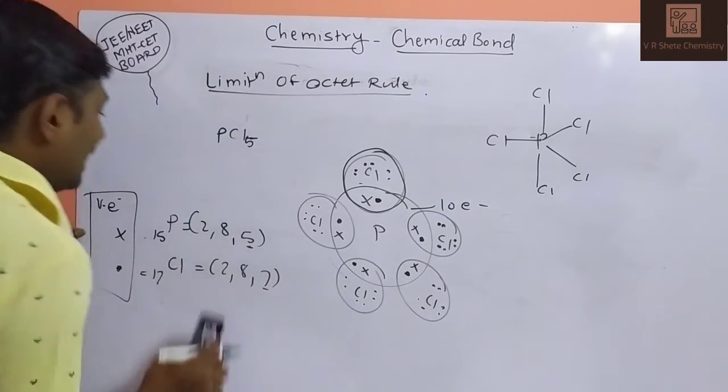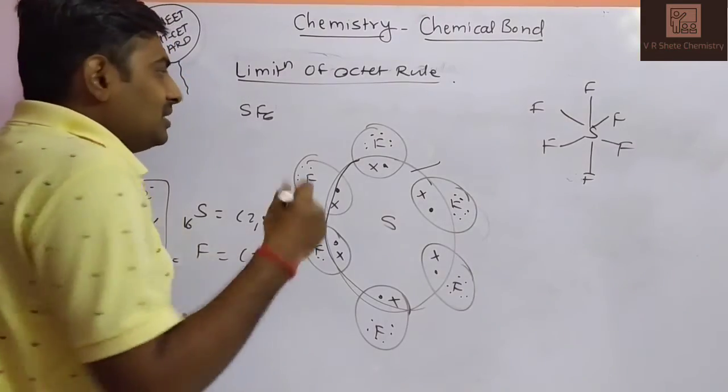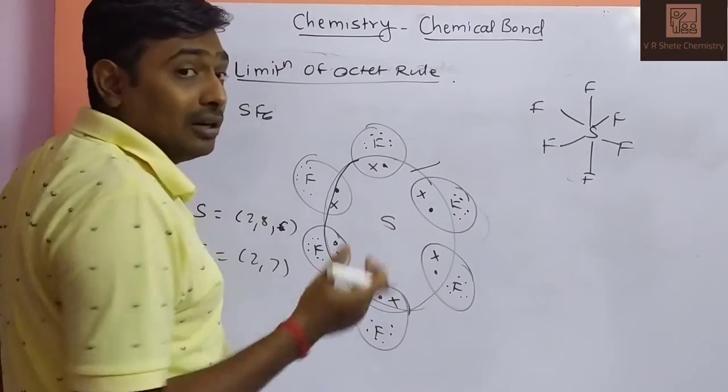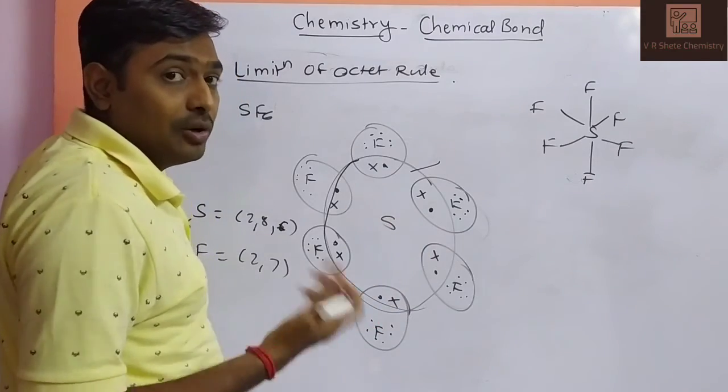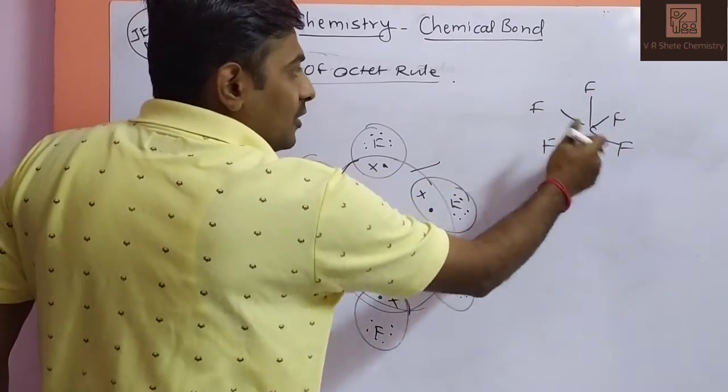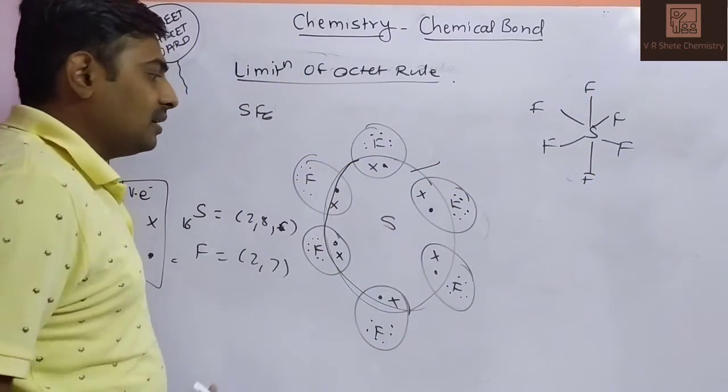Second example, SF6, sulfur hexafluoride. Sulfur hexafluoride has octahedral geometry. Octa means 8, hedral means faces. So 8 faces are present around the sulfur atom. 6 bonds are there, 1, 2, 3, 4, 5, 6. So this is your orbital diagram.